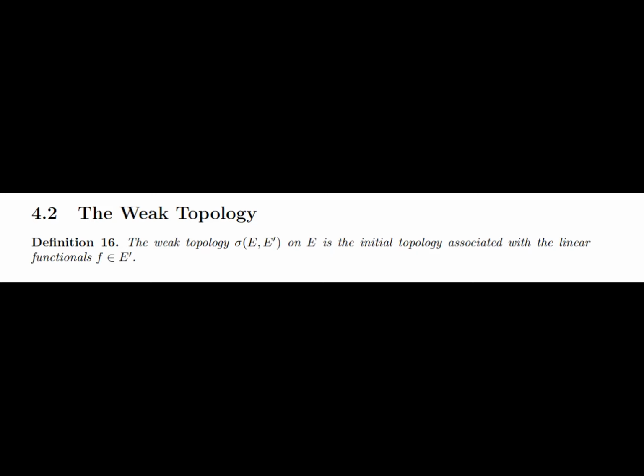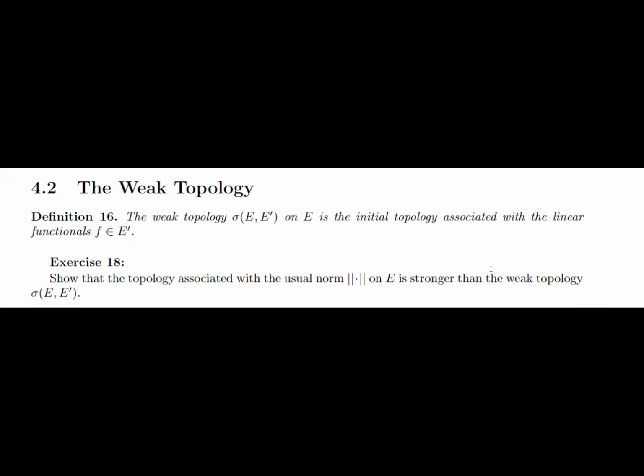Okay, try to solve this. Show that the topology associated with the usual norm on E, where E is now a Banach space, the usual topology on E, contains more open sets than the weak topology, meaning that every open set of the weak topology is also an open set for the usual topology. So try to reflect on that and come up with a solution.